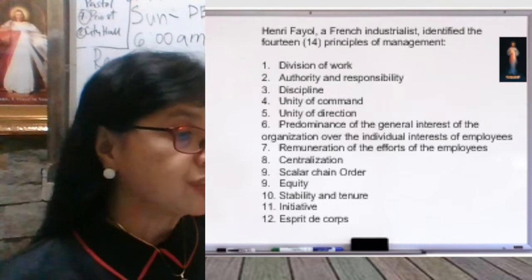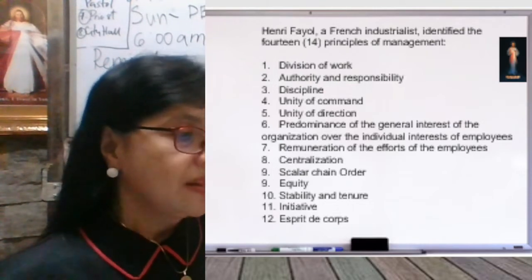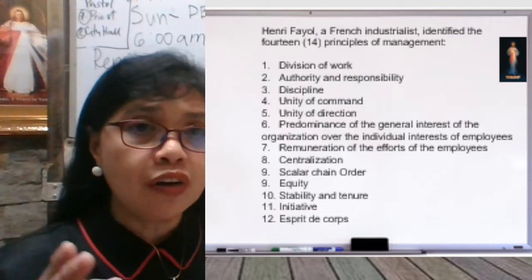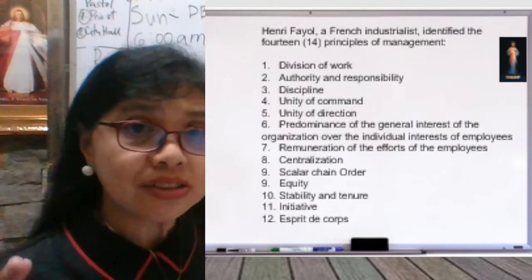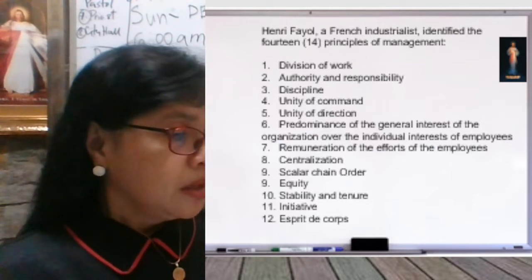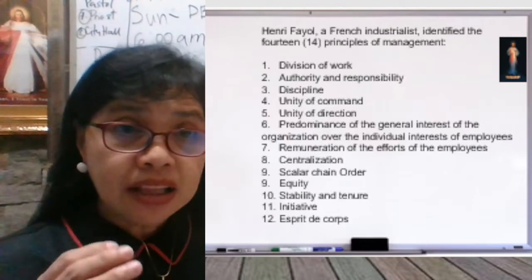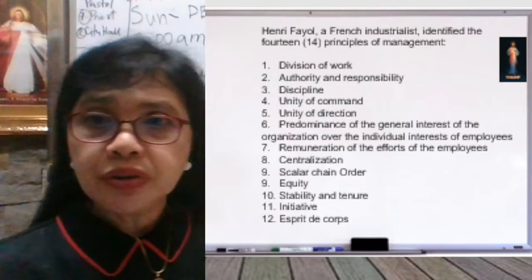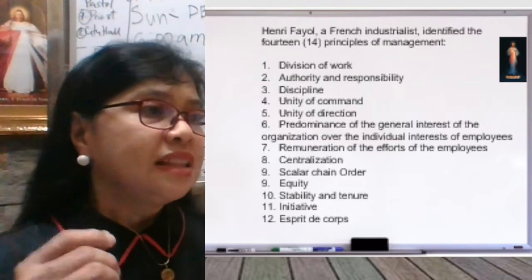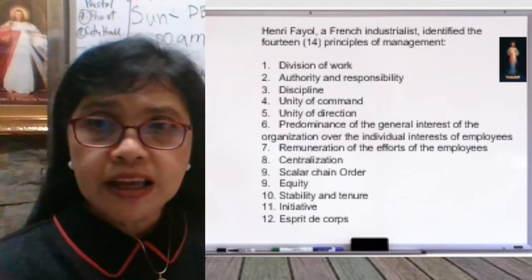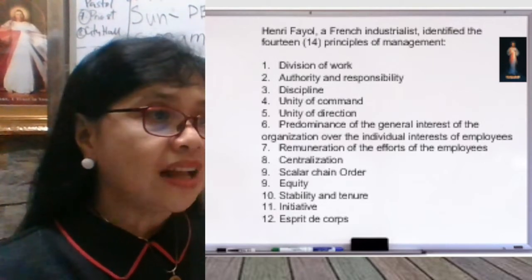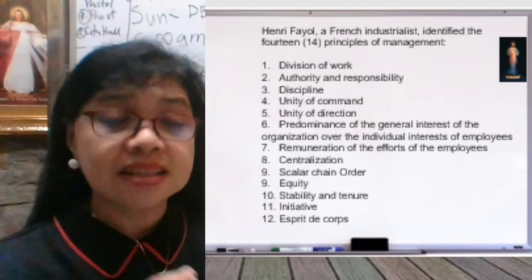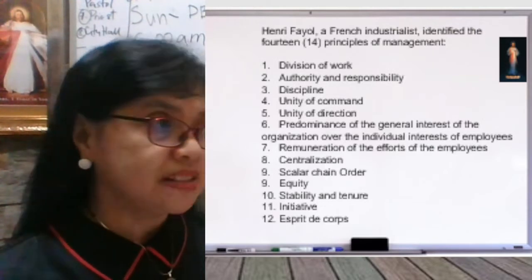Number one, we have the division of work. What is division of work? Well, that is the specialization of tasks, the specialization of responsibilities, or work with specific duties and responsibility to each individual. And then the authority and responsibility, that is the delegation of work and tasks to the employees, so that they exercise their tasks responsibly and with specialization.